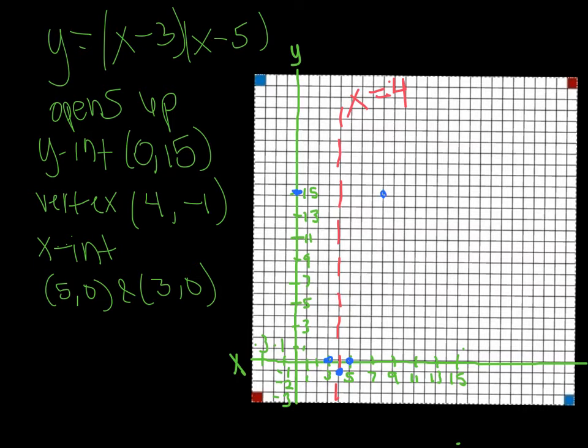At 8, 15. And so I can go ahead and connect all my points. And there we can see I have a very narrow parabola. But there we go. Let's try another one together.